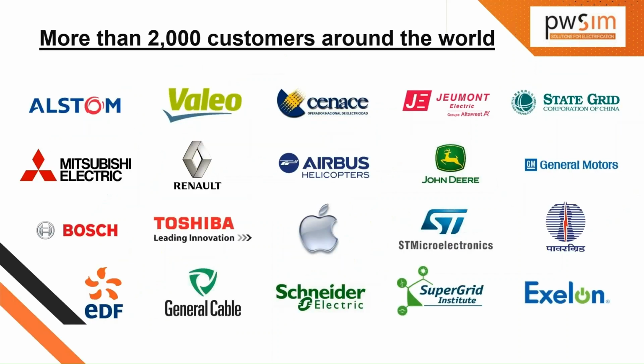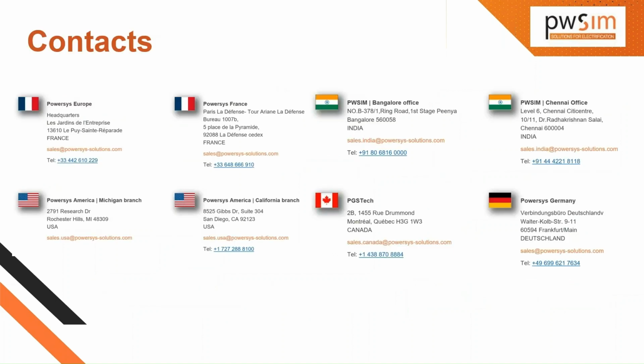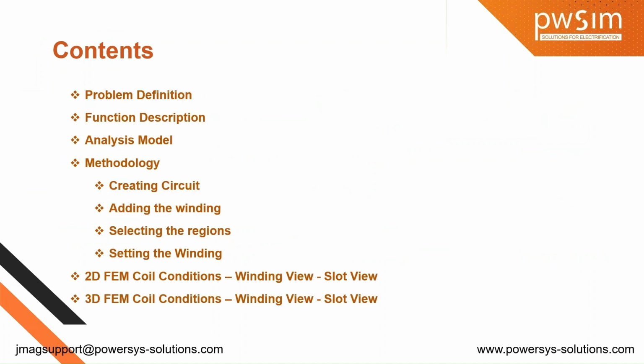We have more than 2,000 customers around the globe. These are some of the main customers who are using JMAG all over the globe. We have our headquarters in France, and our offices in India are located in Bangalore and Chennai. We also have offices in Michigan, California, Canada and Germany. So without wasting our time, we'll start with this particular function tutorial.